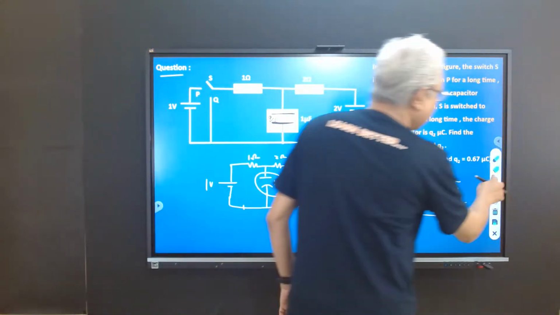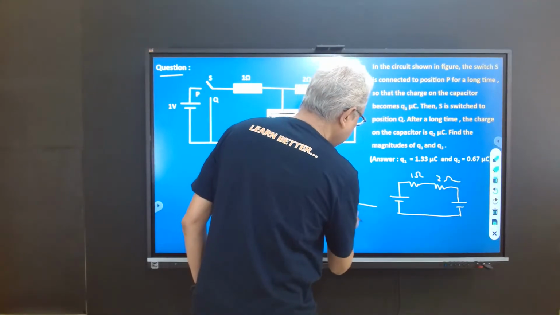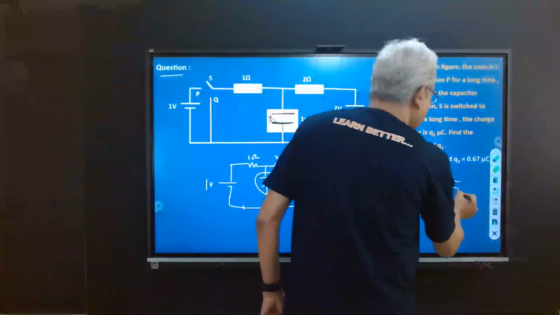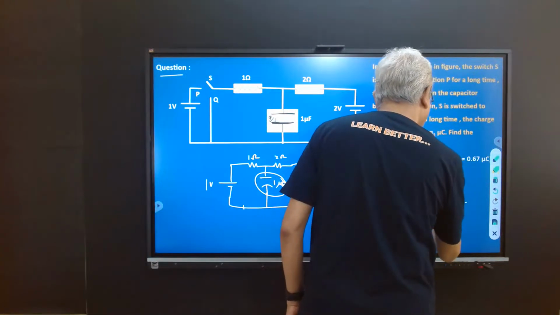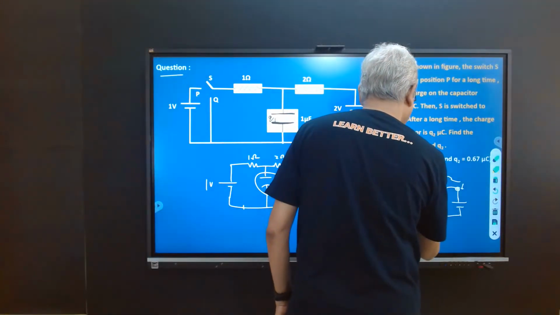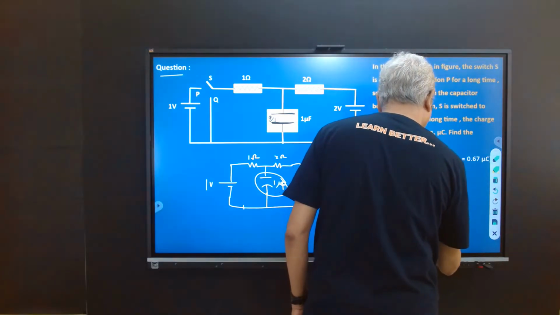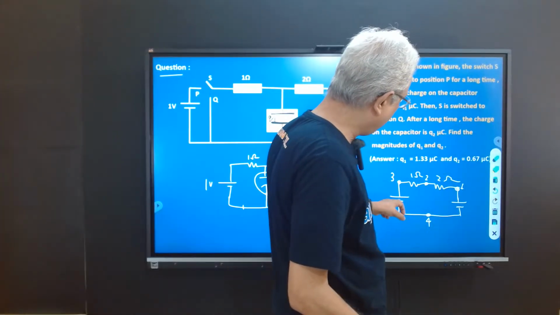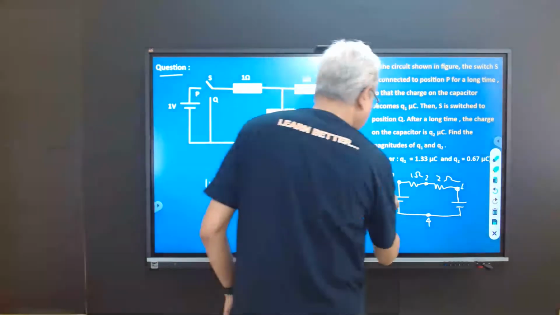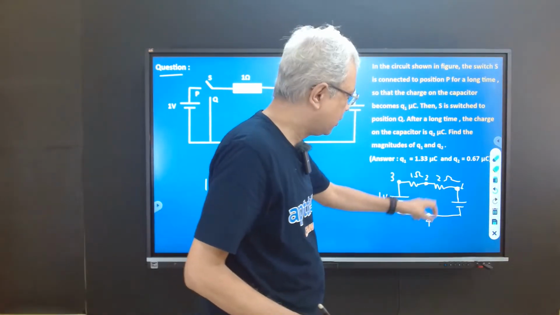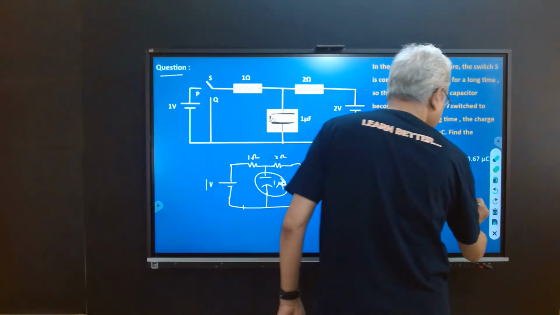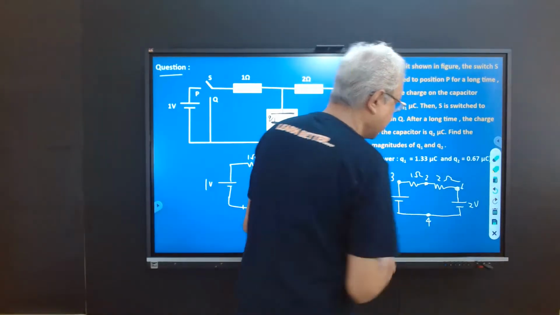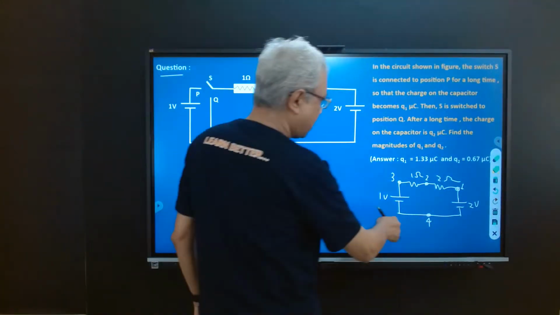Now, I advise you, always in such types of problems, mark some points on the circuit. So call this point 1, call this point 2, call this point 3, and call this point 4. So you can say that the negative pole of this 1 volt battery is connected to point 4. The negative pole of this 2 volt battery is connected to point 4, and all these points are at the same potential. You can assume this because they are connected.